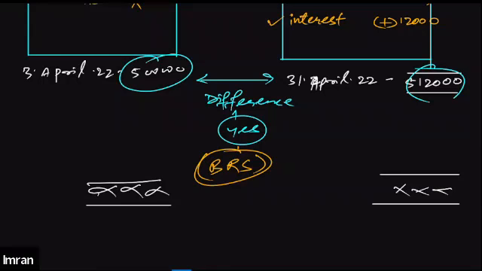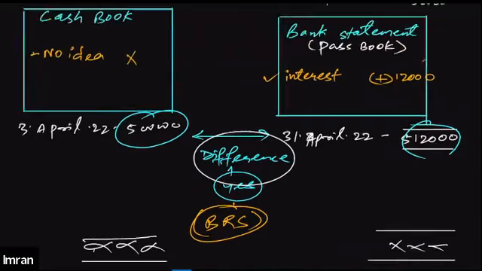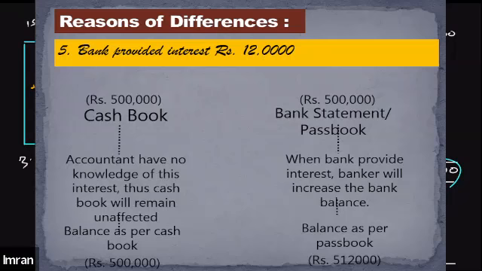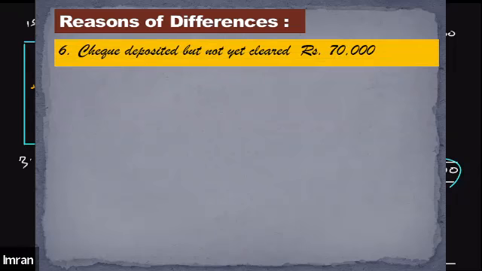But for the time being, I'm just trying to explain what may cause a difference between the passbook and the cash book. I hope this point is clear, everyone. Yes, sir. Tell me if it is clear, yes or no. Okay. All right. So moving on to the next reason.